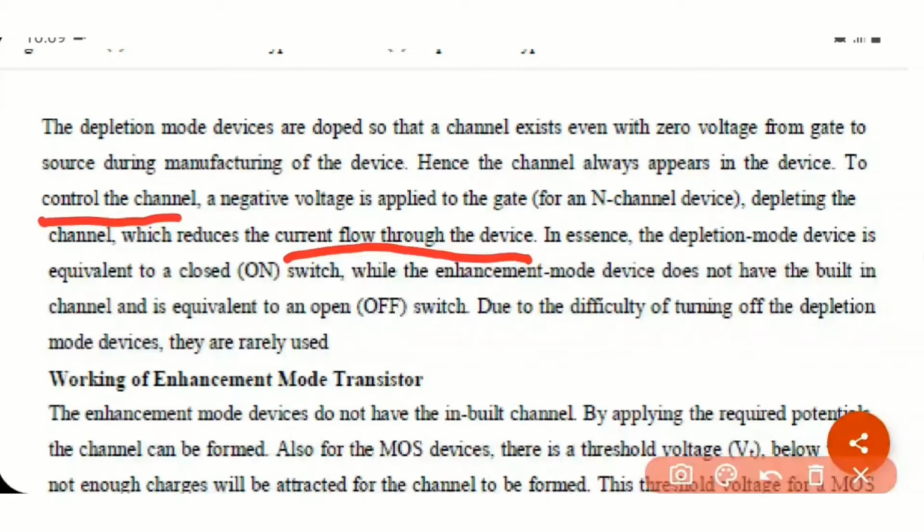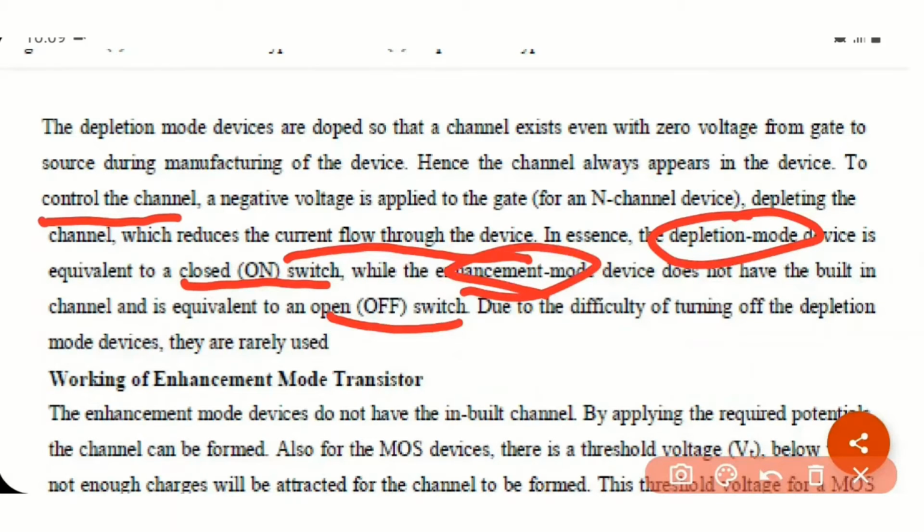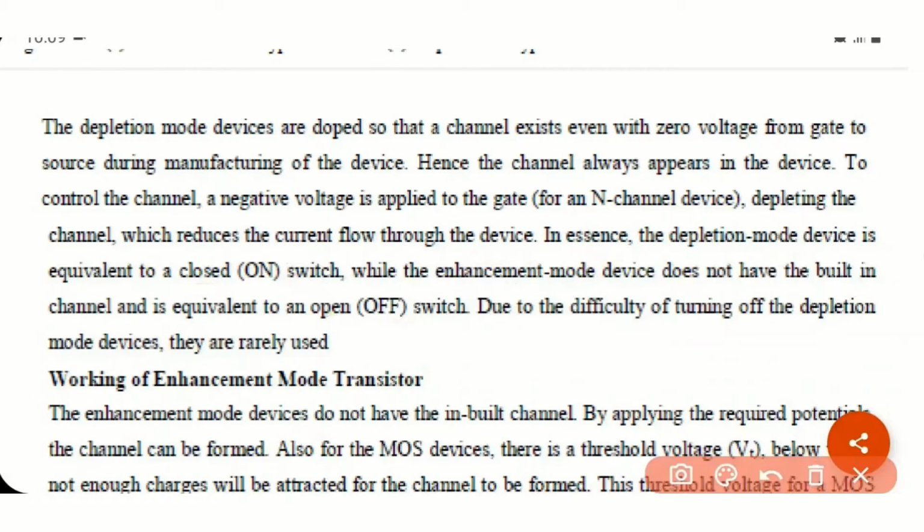The depletion mode device is equivalent to a closed switch, that can be thought of as an on-off switch, while the enhancement mode device does not have the built-in channel. So that will be equivalent to an open switch. Clear? Depletion mode is a closed switch. Enhancement mode is an open switch. Due to difficulty of turning off the depletion mode devices, they are rarely used. So this is another thing you have to keep in mind.